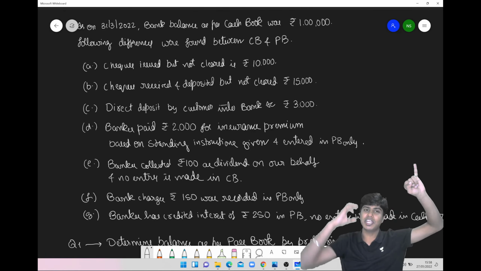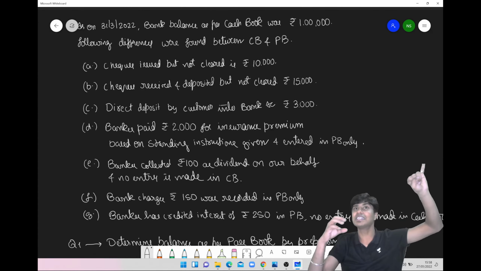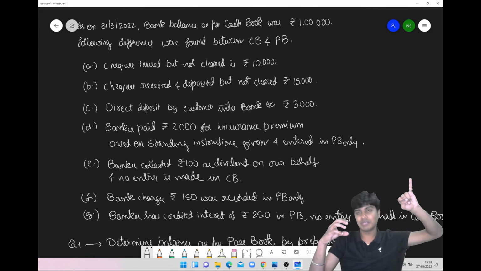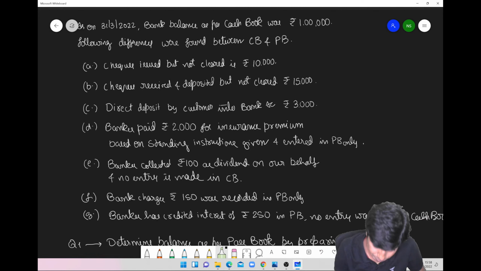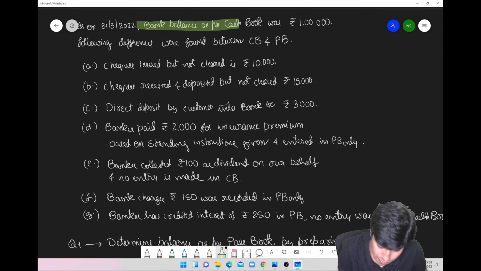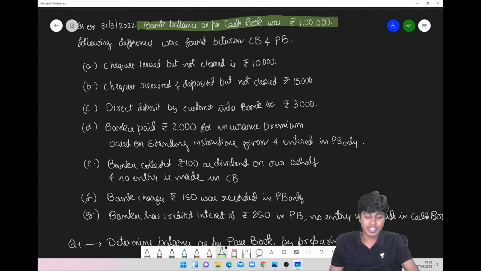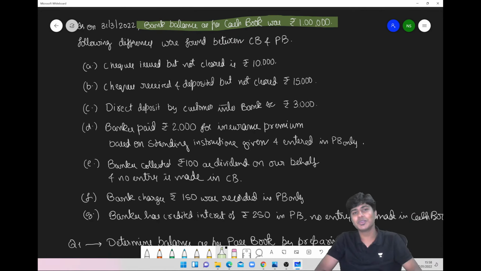When my balance as per cash book has reduced and balance as per passbook has not, is there a difference? Yes, there is a difference. All you need to do now is try to understand what is in my control. My starting point is balance as per cash book. So I can change only what I know. What I don't know, I can't change.